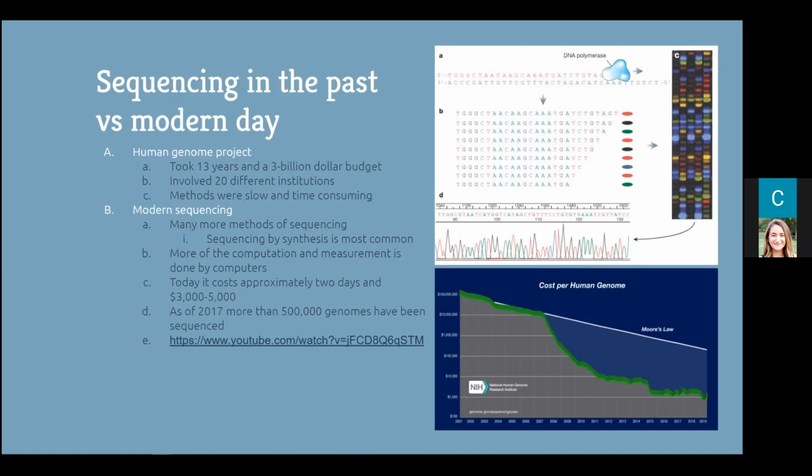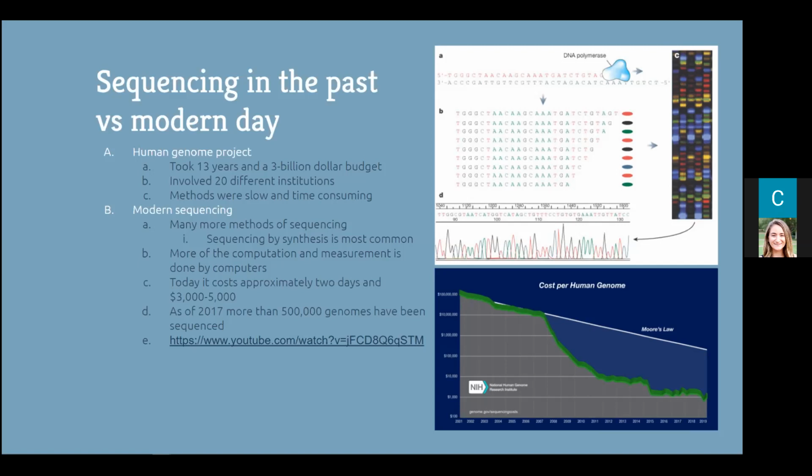So approximately, to sequence an entire genome, depending on its size, takes about 2 days and around $3,000 to $5,000. And as of 2017, more than 500,000 human genomes have been sequenced. And the number is far, far larger now, especially if you include genomes outside of human genomes.